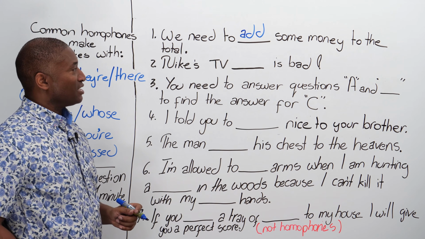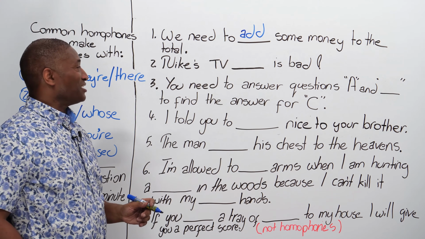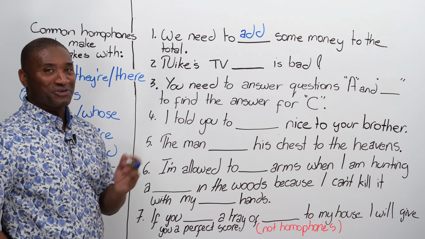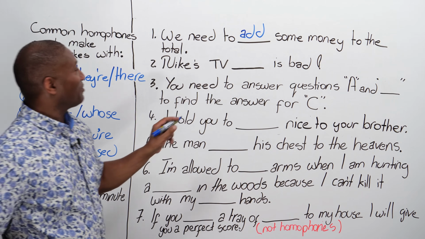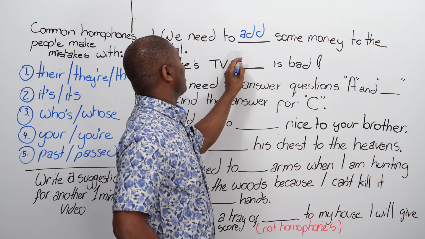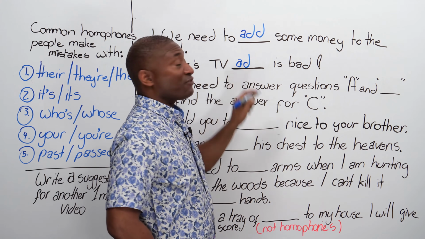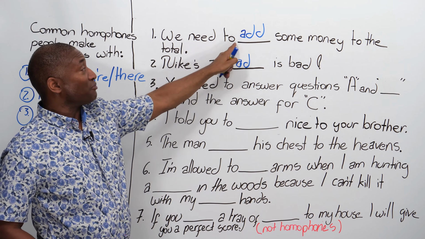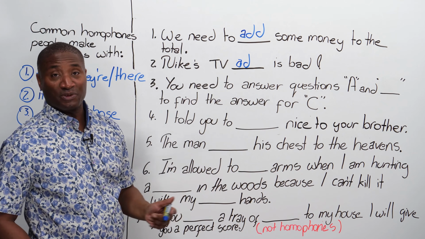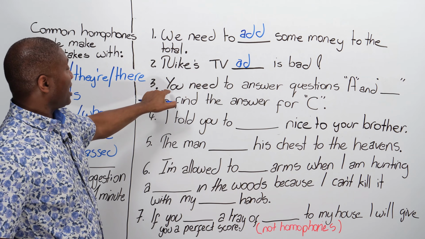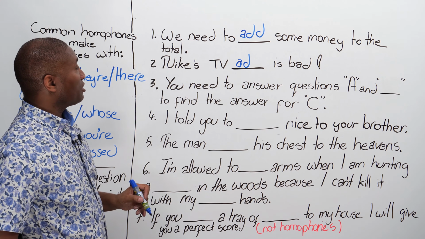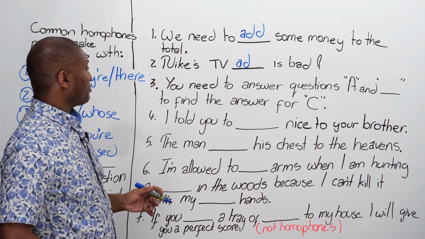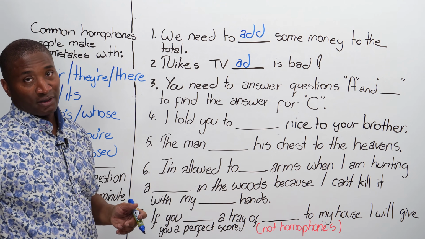Nike's TV ad is bad. Or Nike's TV add is bad. We're not talking about their television, right? We're talking about Nike's TV ad, remember? And AD is short for advertisement. So this is joining or adding or mathematical, and this is for advertisement or an ad, right? Next, number 3. You need to answer questions A and B to find the answer for C.